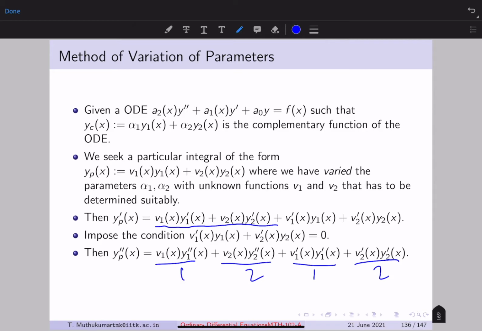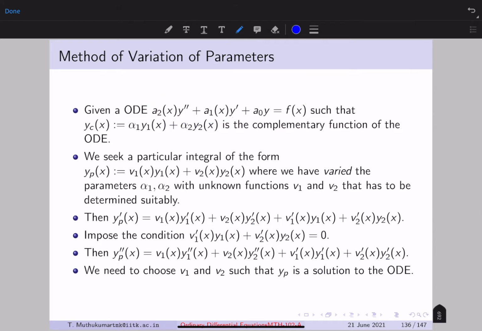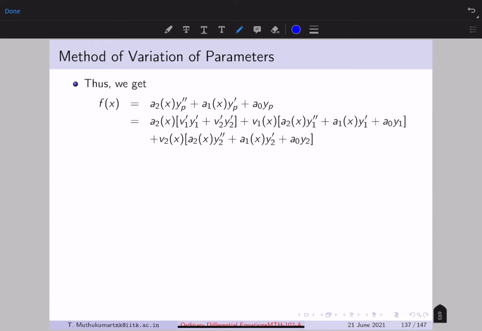Now what is the condition? We want yp to satisfy this ODE. So we need to choose v1 and v2 such that yp is a solution of the ODE. So you substitute for yp double prime, yp prime and yp in the ODE, and rearrange it in terms of v1 and v2. So you see that the ODE becomes this. You have three terms here.